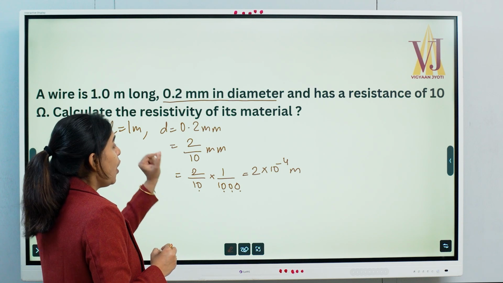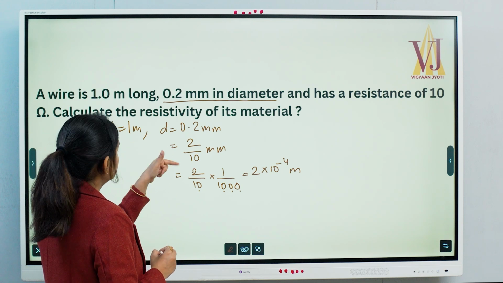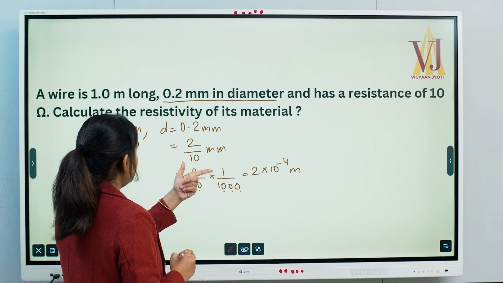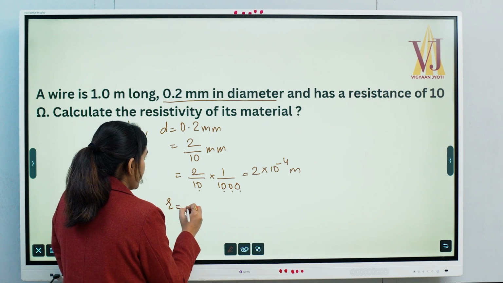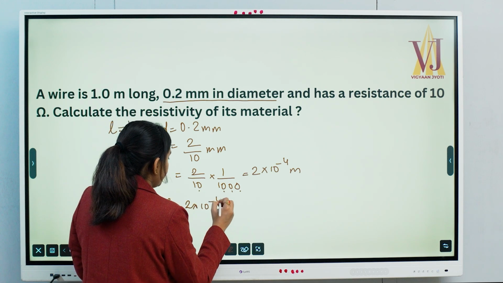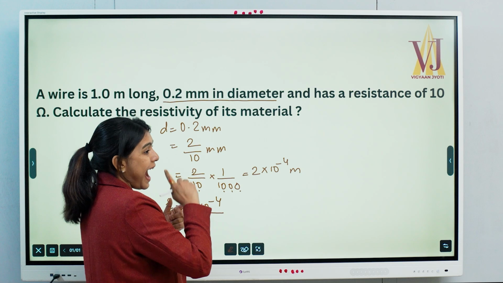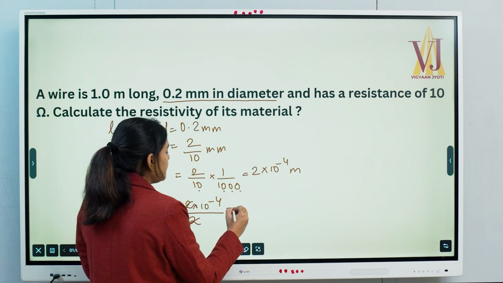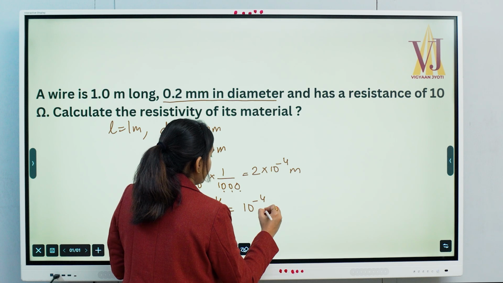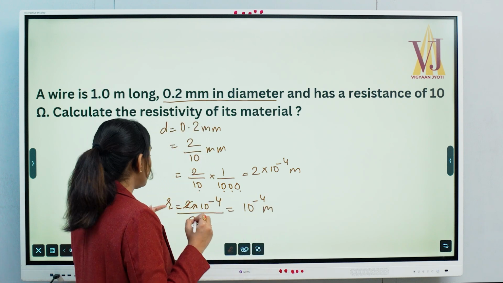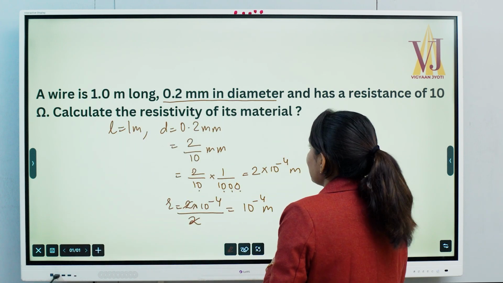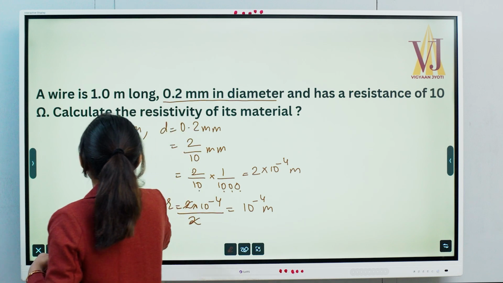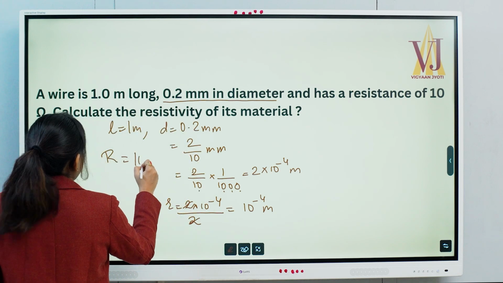Now what we have to do? We have to find the radius. So radius is 2 into 10 to the power minus 4 divided by 2, because we know r plus r is diameter, so we just calculate half of it, that means it becomes 10 to the minus 4 meter. That is the radius. And the wire has a resistance of how much? 10 ohm.